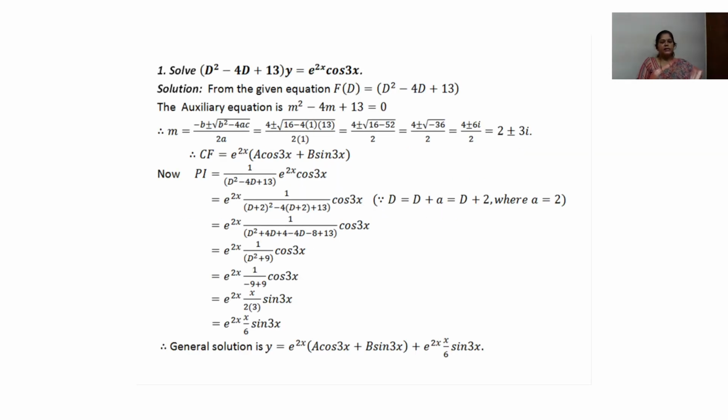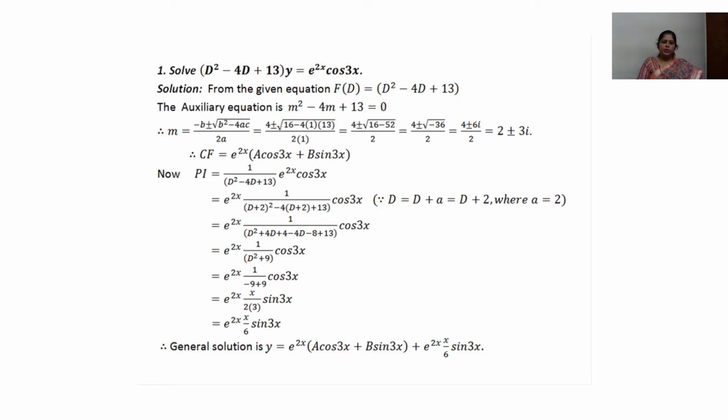So the first example is: solve (D² − 4D + 13) y = e^(2x) cos 3x. First we have to go for the complementary function as usual. So first we are going to take f(D) from the given equation. From the given equation, f(D) is D² − 4D + 13.